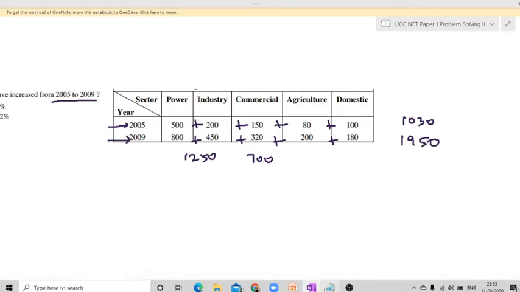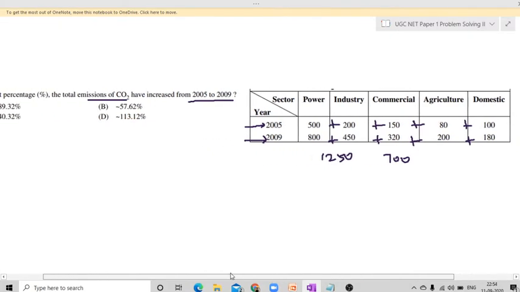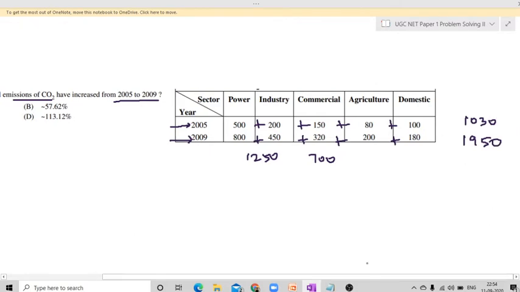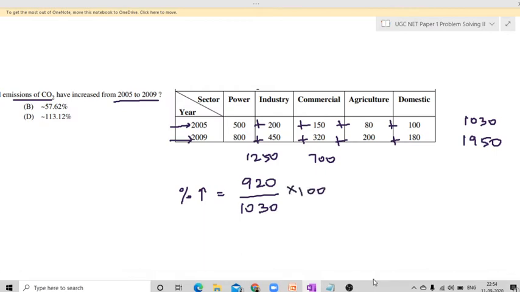So we are asked to find the percentage increase. In this case our original value is 1030 and our new value is 1950. To calculate the percentage increase, as usual, we go for the difference. The difference is 1950 minus 1030, that would give us 920, divided by our original value, which is 1030, into 100. So this is what we have here.